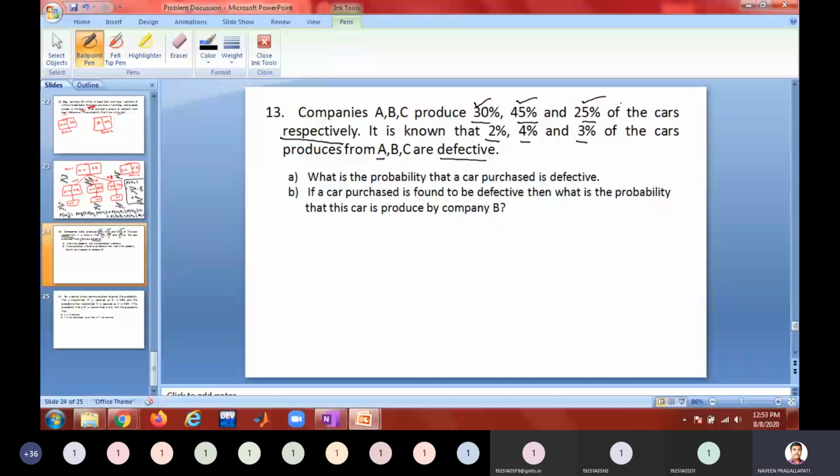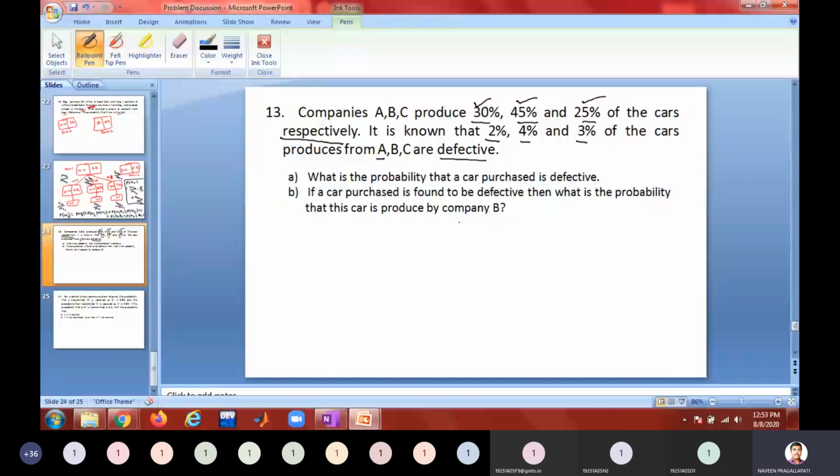So when a company is producing cars, there may be some defective cars. Not every product is a good product. There may be some defects in the cars. So the probability of company A making a defective car is 2%, company B making a defective car is 4%, company C making a defective car is 3%.